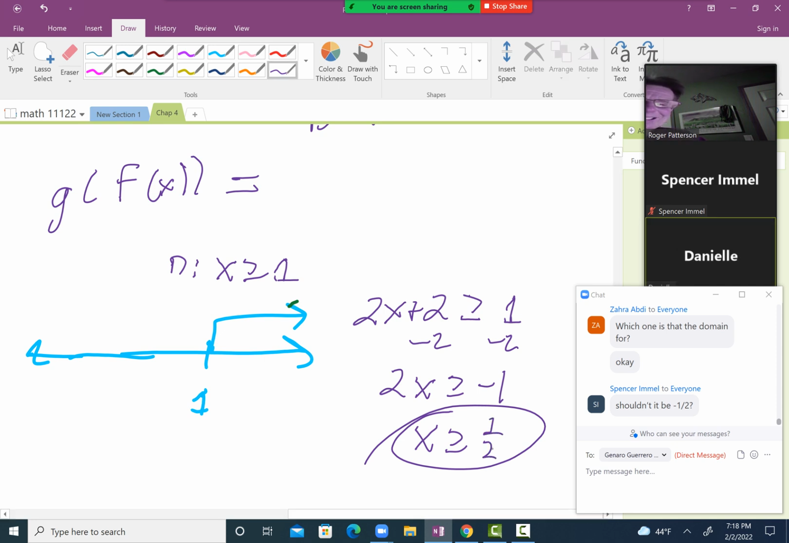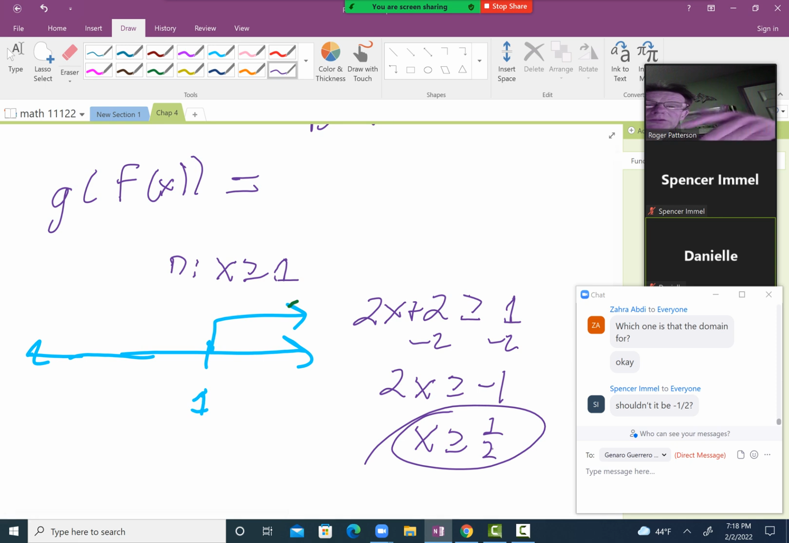And I have a question. Is this just to figure out the domain? Yeah. It is. Before we start the problem, g of f of x. So, yeah, if they ask you, you can go ahead and find it, right? But then they're going to ask you to state the domain of the composite function.